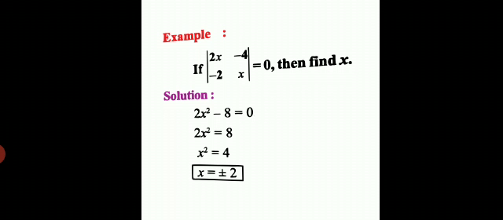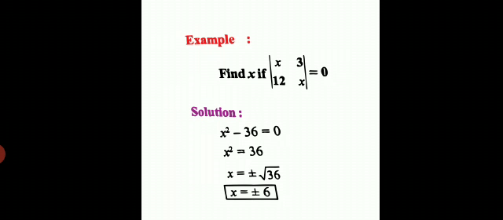Now transpose 8 to the right side. You get 2x square equal to 8. Then x square is equal to 8 by 2, which is equal to 4. Now find the square root of 4. You get the value of x will be plus or minus 2.